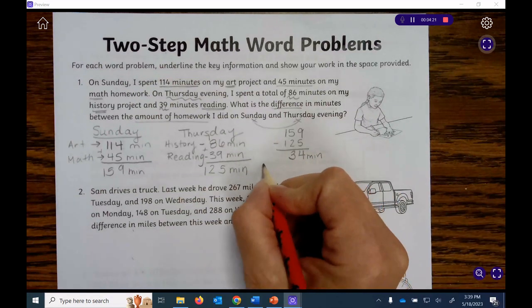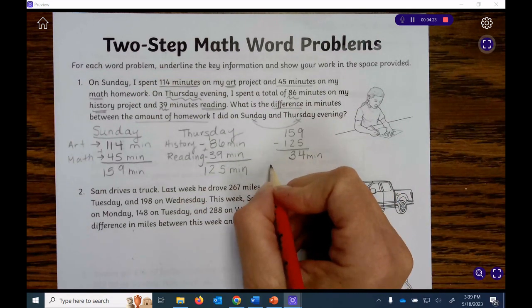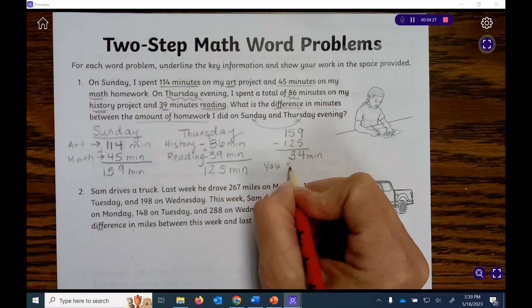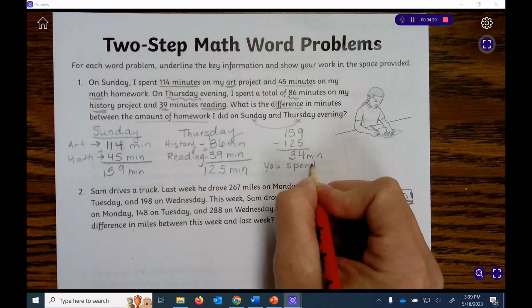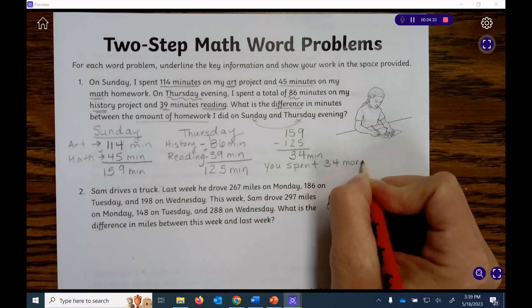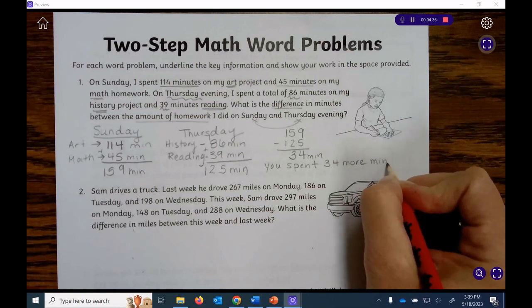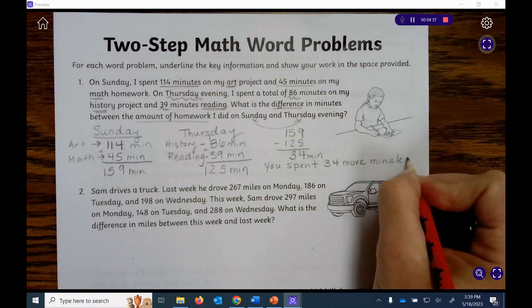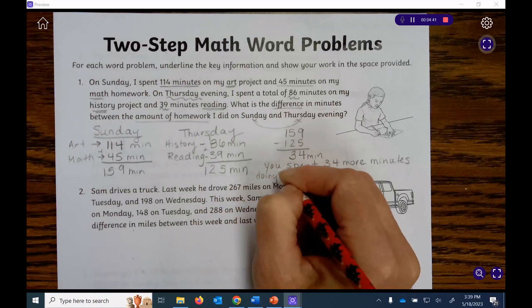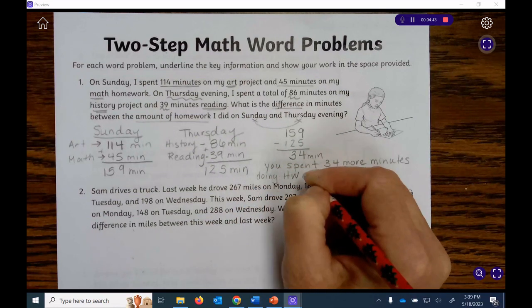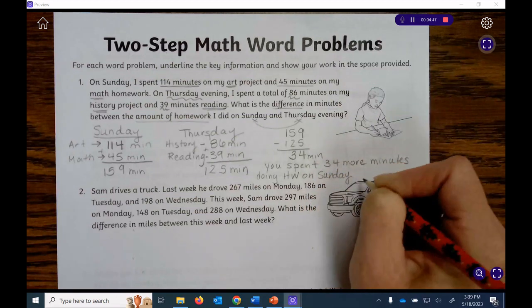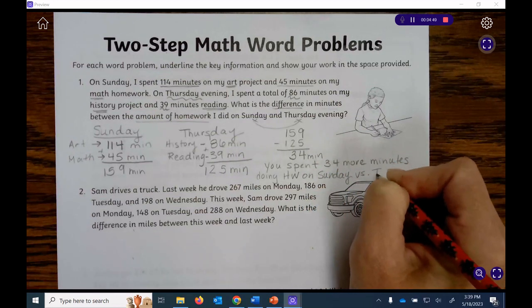So, let's see here. What is the difference in minutes? Okay, you spent 34 more minutes doing homework on Sunday versus Thursday.